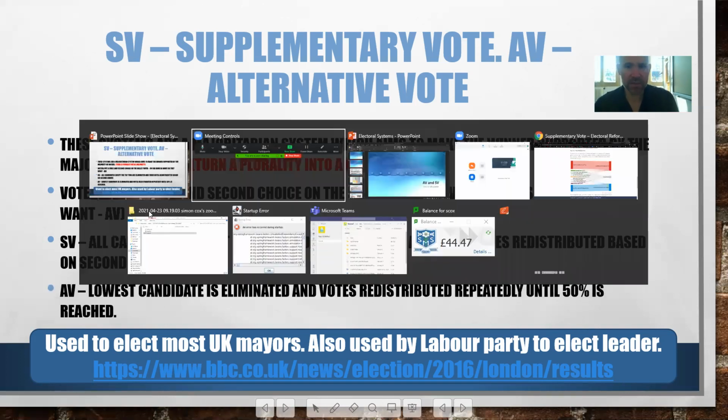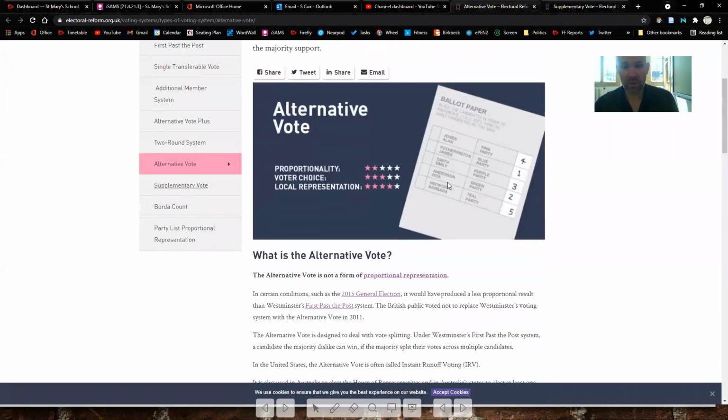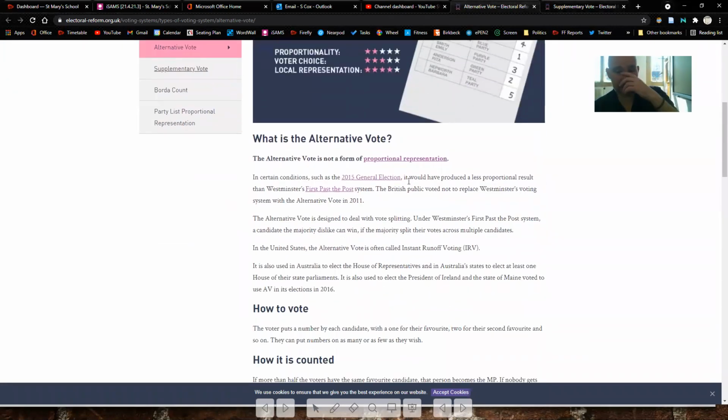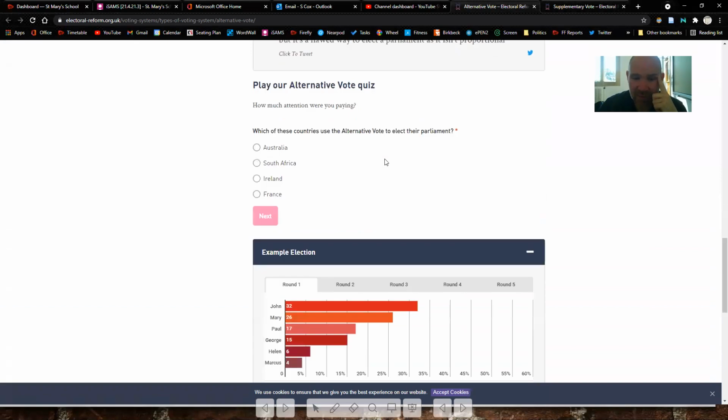Let me show you how this works. There's a lovely website called the Electoral Reform Society, electoralreform.org.uk, which brilliantly shows how the different systems work, and it explains it. I'll put these links into the Nearpod, or you can Google them yourselves. But I'll show you how it works. Let's go to AV first of all.